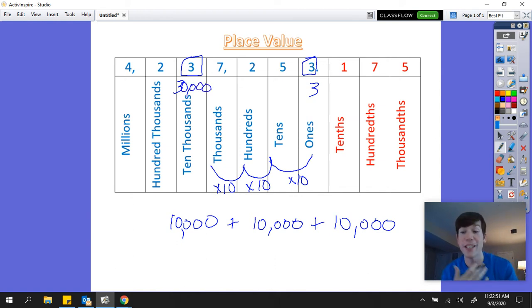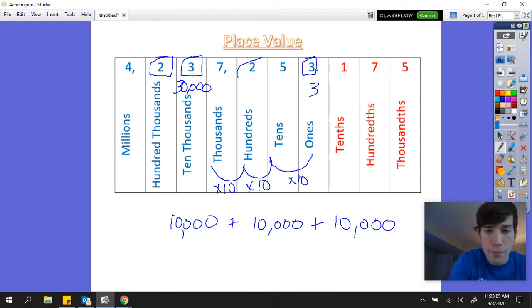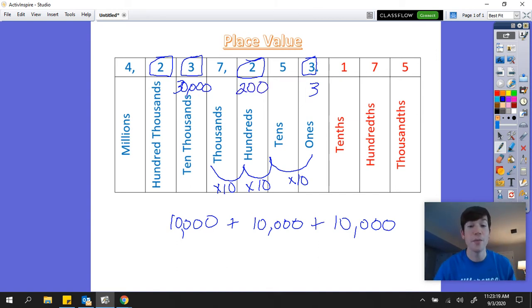Instead of just being 3, this 3 represents 30,000. So even though we see two digits that are the same, they represent completely different values because of the different place value that they're in. Now, we could do the same thing with the 2s here. The smaller of the 2s represents 2 hundreds. So 100 and another 100, that means this 2 represents 200 because it's in the hundreds place.